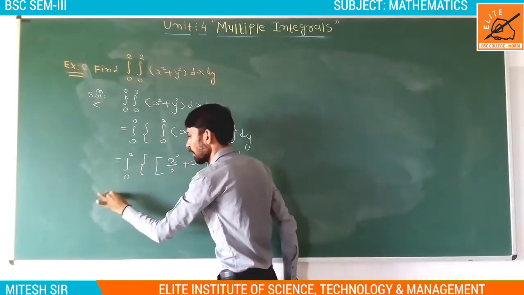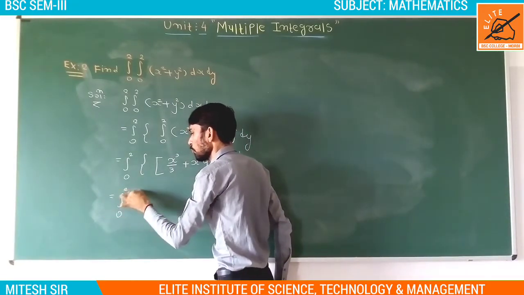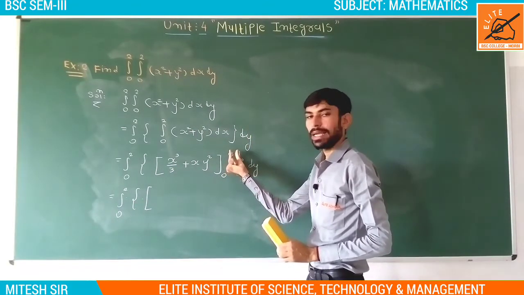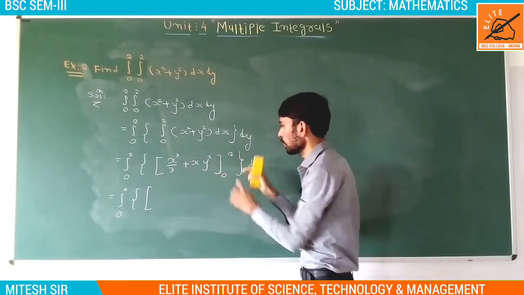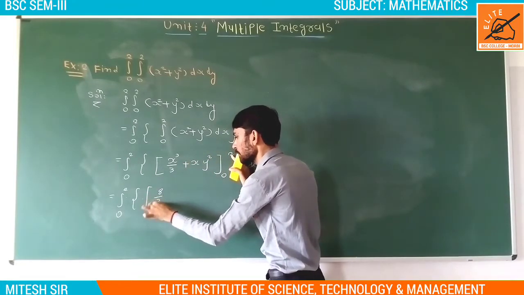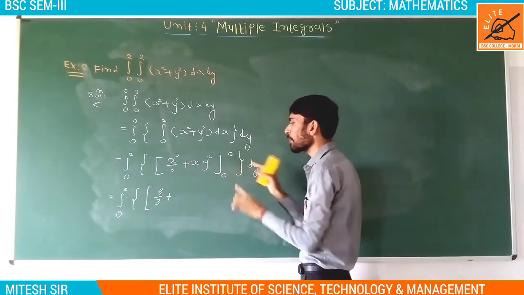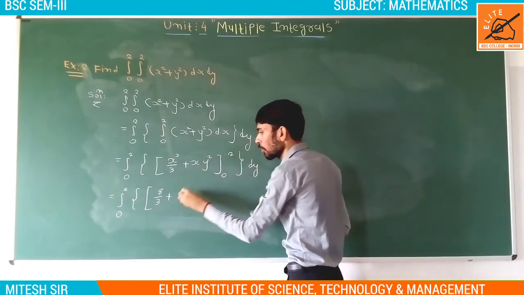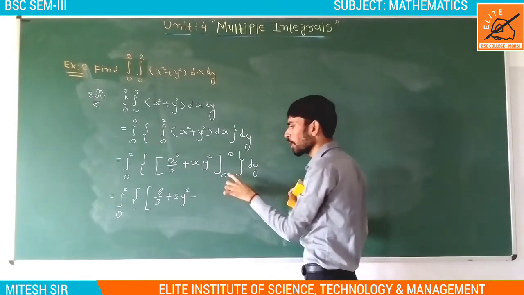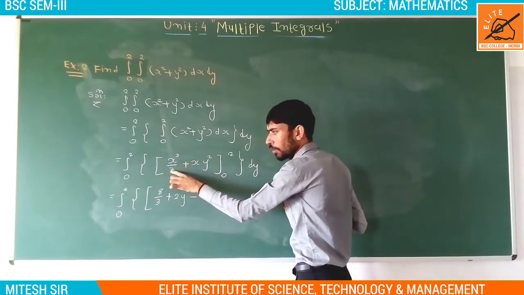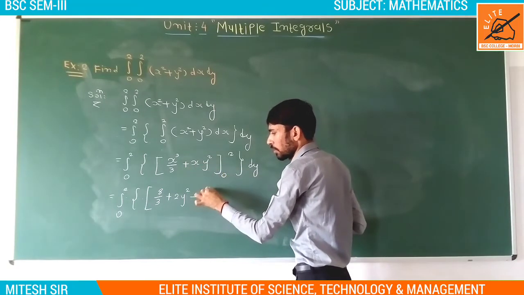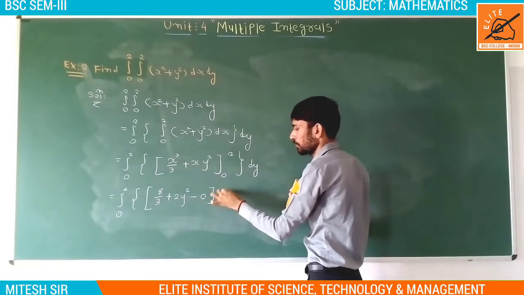Now we substitute the limit. Integration 0 to 2. Now we apply the limit in place of x. So x cube means 2 cube, 8 by 3, plus here we apply the limit in place of x, so 2y square, minus the lower limit. Our lower limit is 0. So 0 upon 3 is 0, plus 0 into y square is 0. So the lower limit contributes 0, into dy.